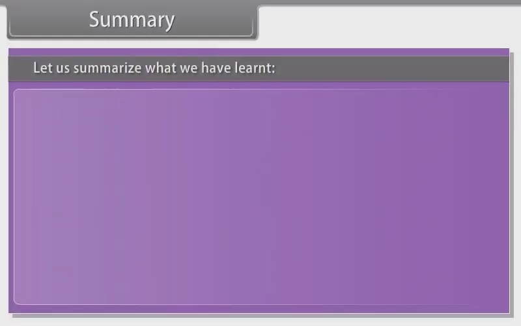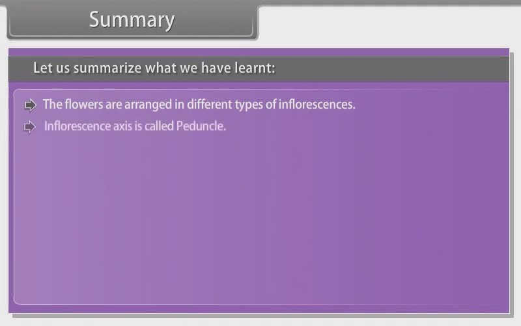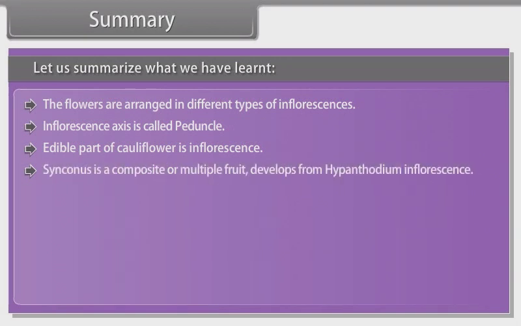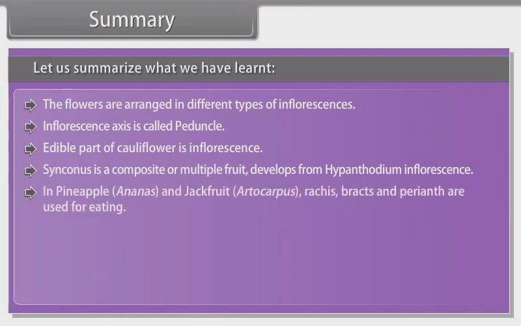Summary. Let us summarize what we have learned. The flowers are arranged in different types of inflorescences. Inflorescence axis is called peduncle. Edible part of cauliflower is inflorescence. Syconus is a composite or multiple fruit that develops from Hypanthodium inflorescence. In pineapple, Ananas, and jackfruit, Artocarpus, rachis, bracts, and perianth are used for eating.